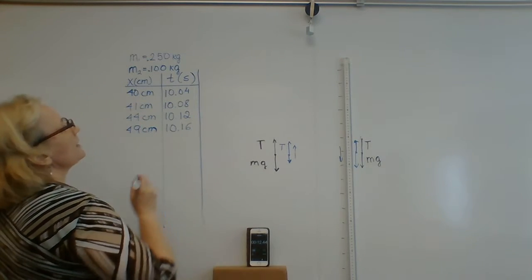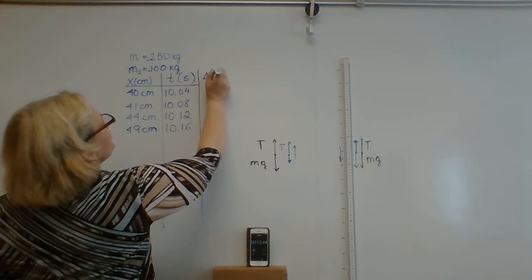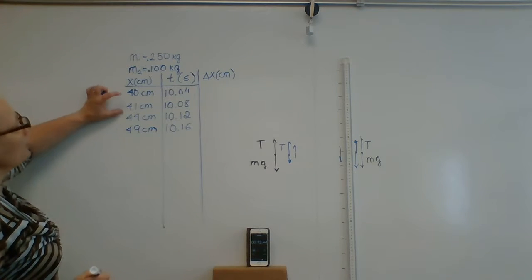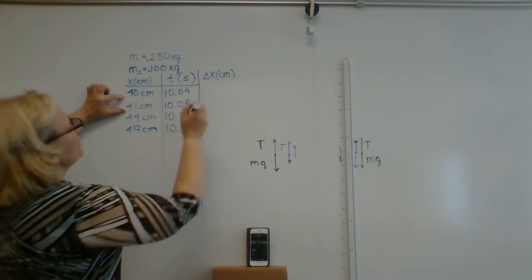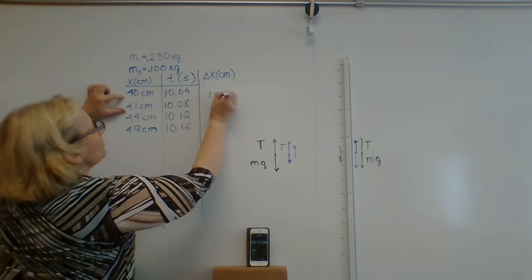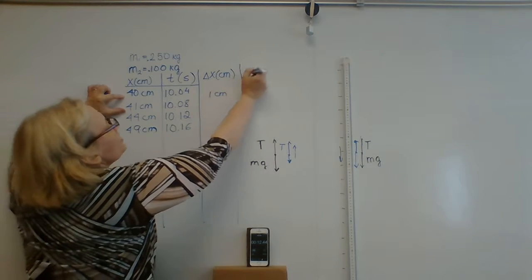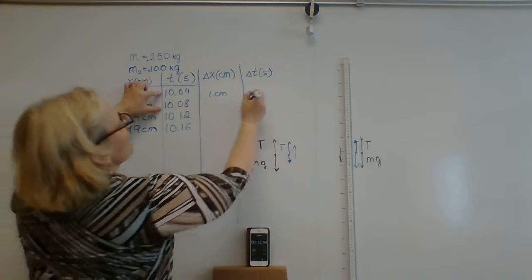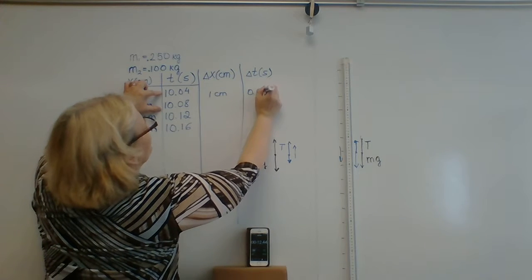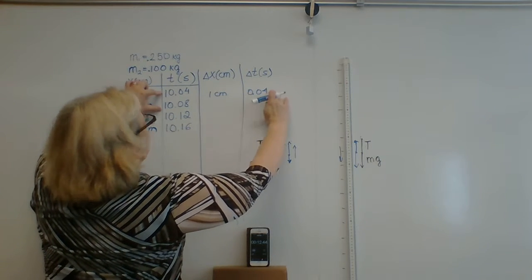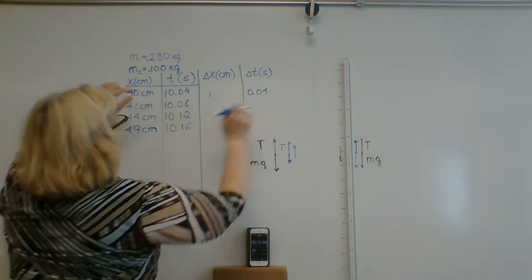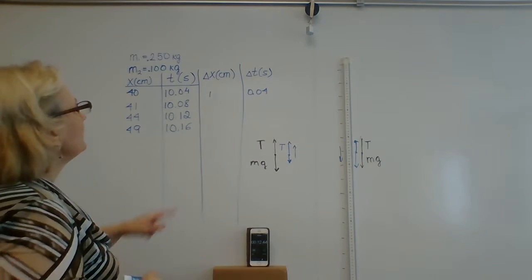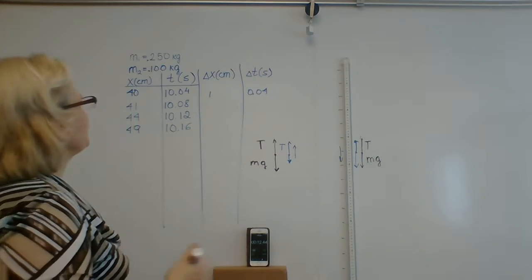Now, next thing that I will need will be change in position. How much did it go in here? It went 1 centimeter. How much time passed? 0.04 seconds. Now, you don't need to put your units in the table. I'm so accustomed to put units with every number, it comes automatically, but it's not required.